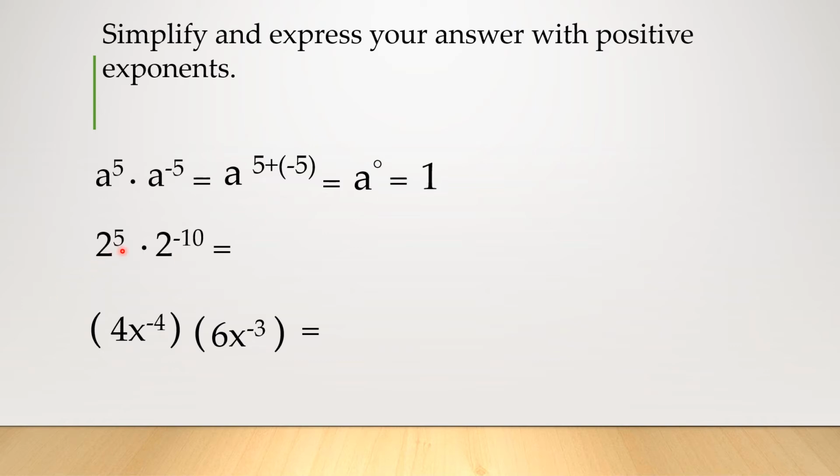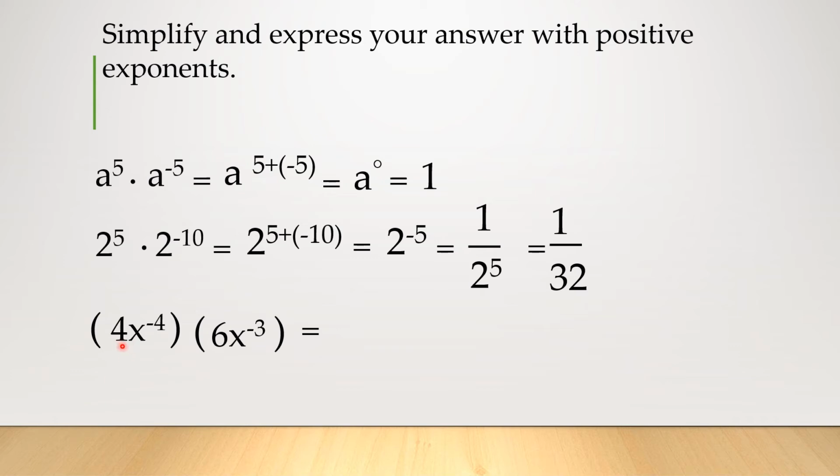Next, 2 raised to the 5th power times 2 raised to negative 10. Again, the same base, so copy the base and add the exponent. 5 plus negative 10, that is negative 5. So 2 raised to negative 5. So now this is negative, so we can put that in the denominator, and then that is 1 over 2 raised to the 5th power. Now you can simplify this. 1 over 2 to the 5th power means multiplying 2 5 times, so that is equal to 1 over 32.